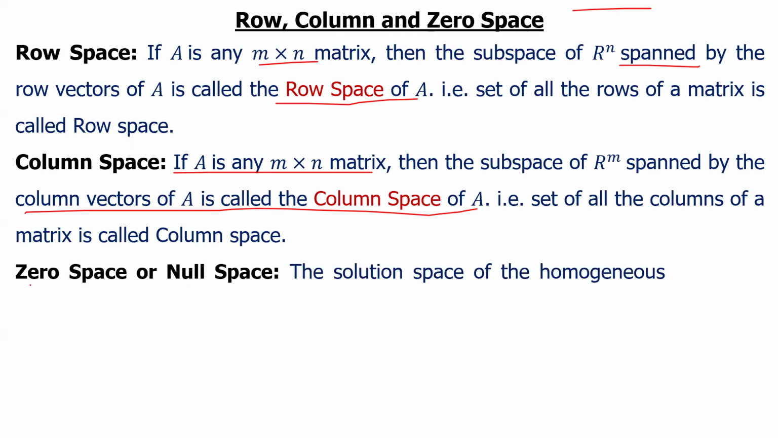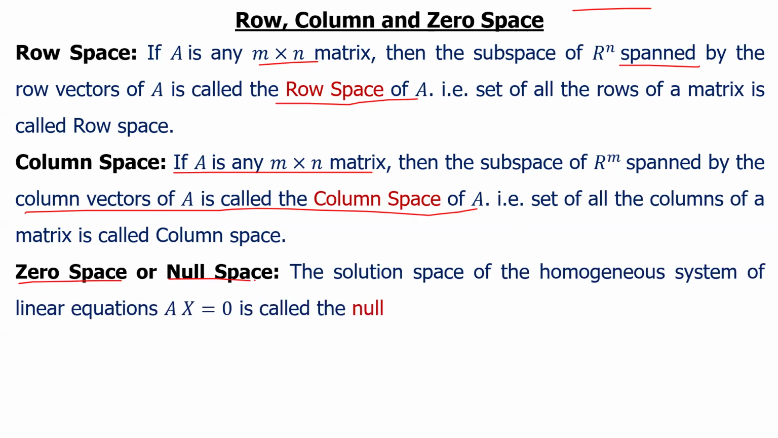Third one, the zero space or null space of a matrix. The solution space of the homogeneous system of linear equations Ax equal to 0 is called the null space of A. It is a subspace of Rn.